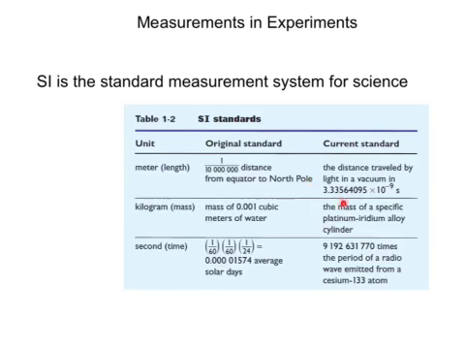Currently, the standard of a meter is the distance traveled by light in a vacuum in 3.33564095 times 10 to the negative 9 seconds. Okay, so that is how we define a meter.